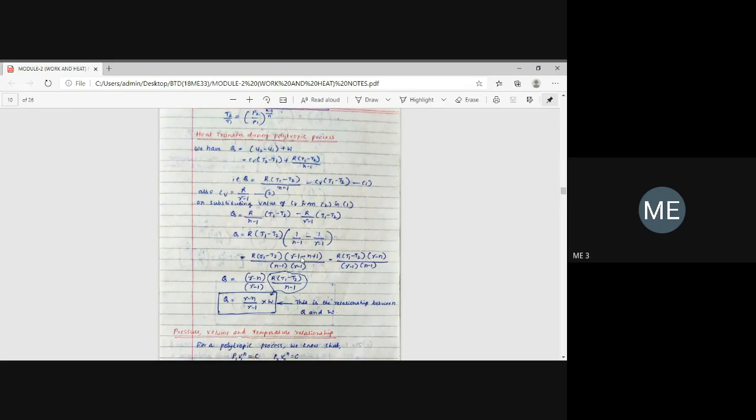You have to write the remaining terms. So R into (T1 minus T2) into (gamma minus N), divided by, in the denominator we have (N minus 1) and (gamma minus 1). Okay, now next step, I am just rearranging the terms, the same terms I am rearranging.